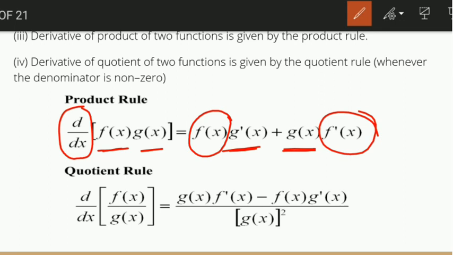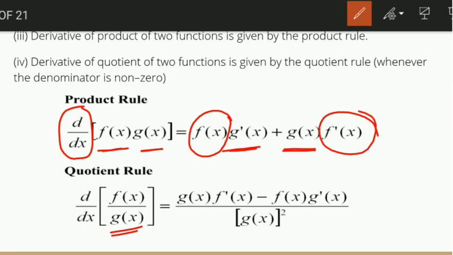Now we have a quotient rule. We looked at how the product rule works, and now we have the quotient rule. The quotient rule is applicable only if the denominator function is non-zero. You know that if the denominator function is zero, it becomes infinity, and we can't find the derivative.